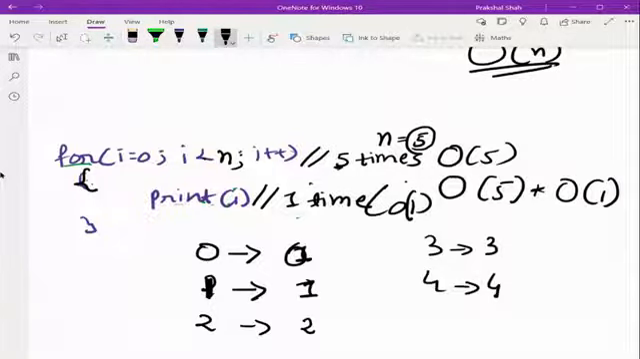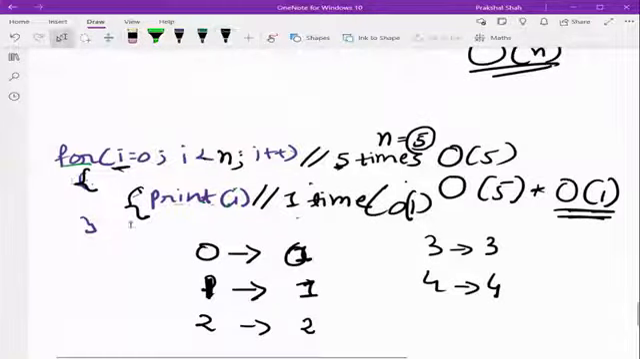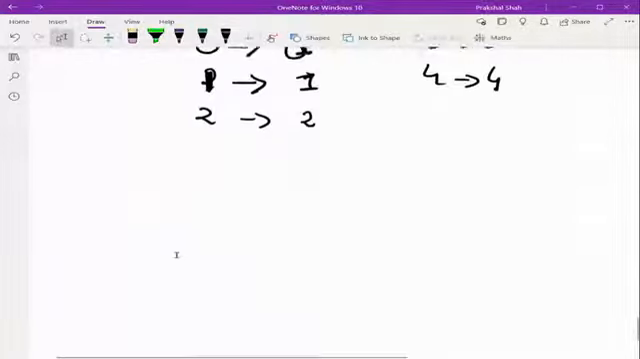Vishal, order of 1. Yes, if my order is 1, then it is saying that it is constant. No matter what, it will perform the same. This tells me that whatever my current input is, the current value of i, it will perform for that. That is what it means. Let me explain in a further example.